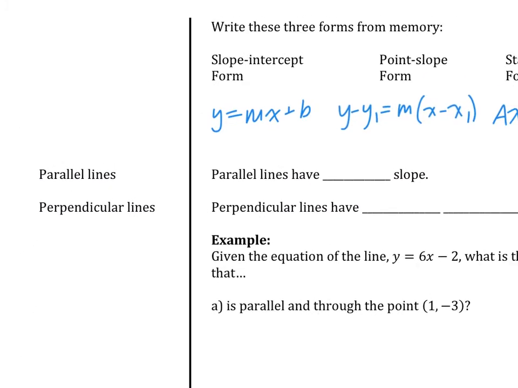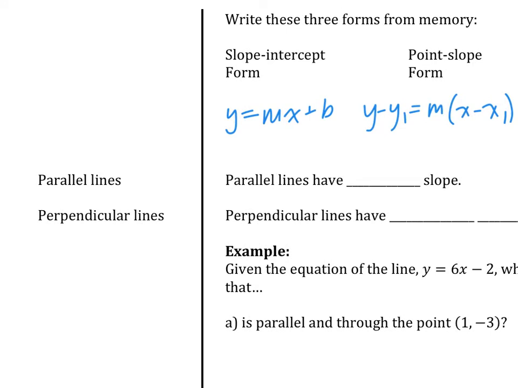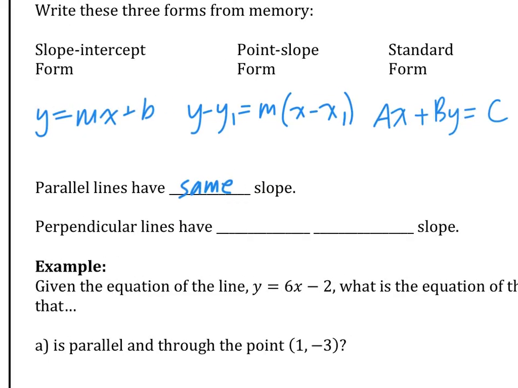Now let's review parallel and perpendicular. Parallel lines, basically they look like this. They are parallel to each other. They have what kind of slope? Good. Perpendicular means they're 90 degrees to each other. Perpendicular lines have what kind of slope? Opposite reciprocal. Yeah, opposite reciprocal.